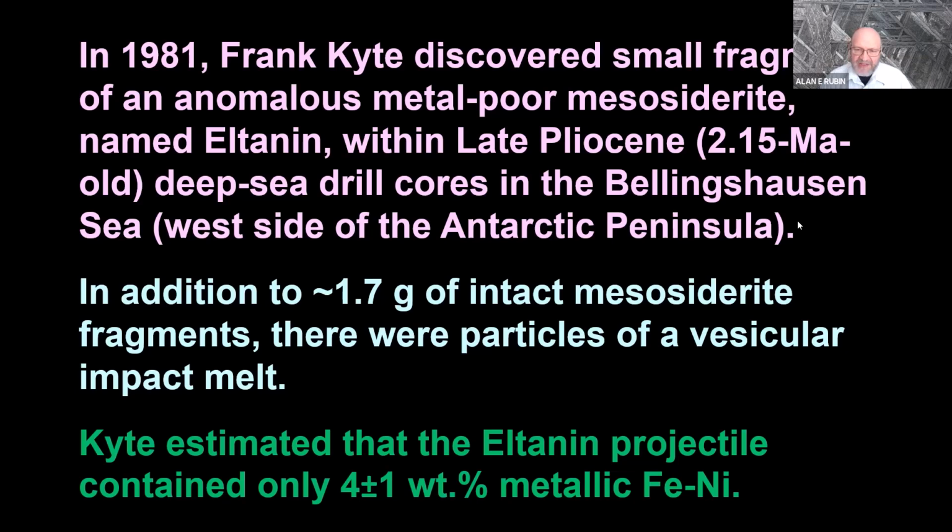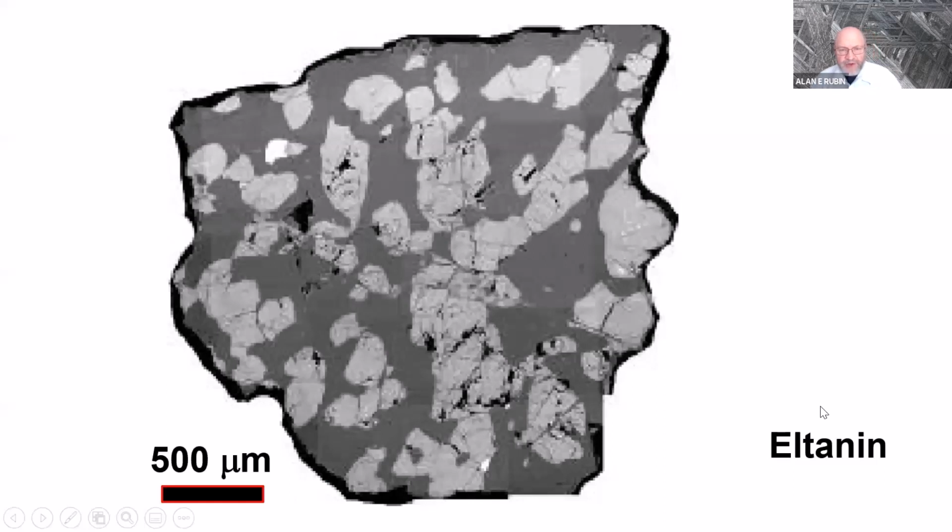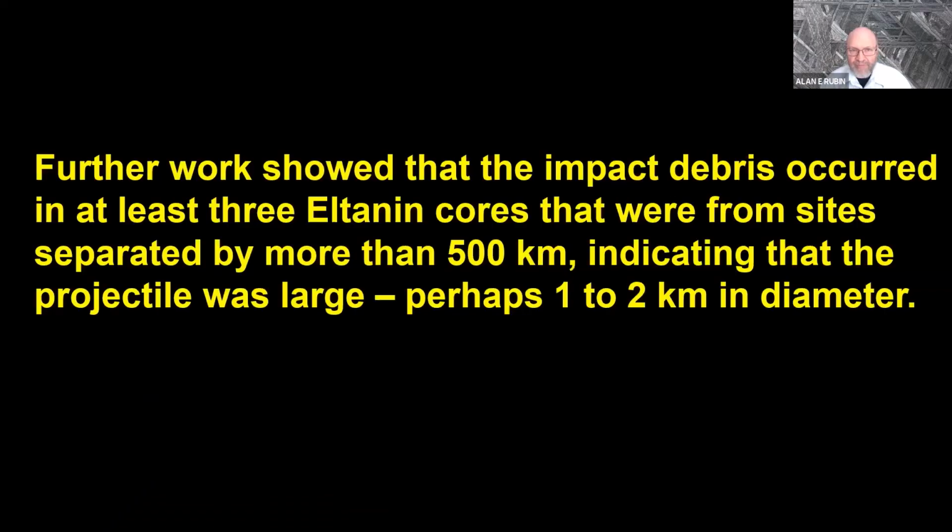Frank Kyte estimated that the Lethanne projectile contains only about 4 weight percent metallic iron-nickel. Here's a picture of Lethanne over here, with the 500 micron scale bar. Further work showed that the impact debris occurred in at least 3 different cores that were from sites separated by more than 500 kilometers, indicating a large dispersal of this material, suggesting that the projectile was large, perhaps 1 to 2 kilometers in diameter.